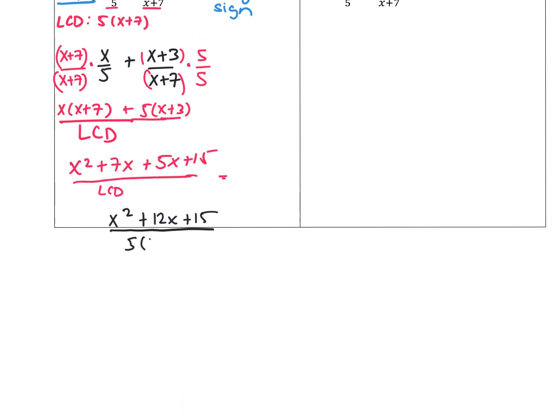Now, if we could factor the top, the numerator, then we might be able to cancel something out, but we cannot. This is as far as it goes. So this is our solution. Notice it's a single fraction.